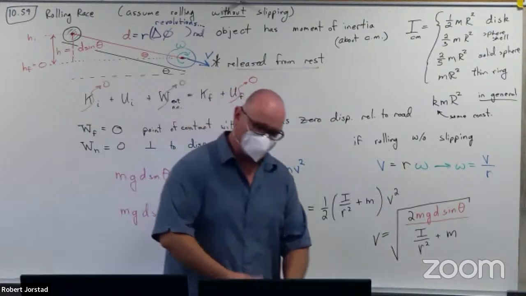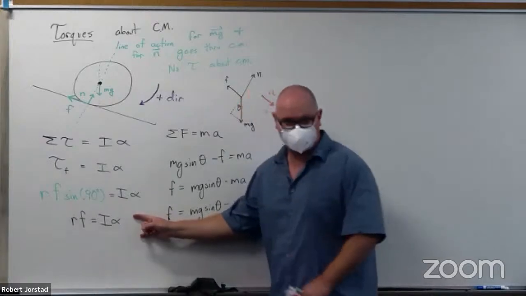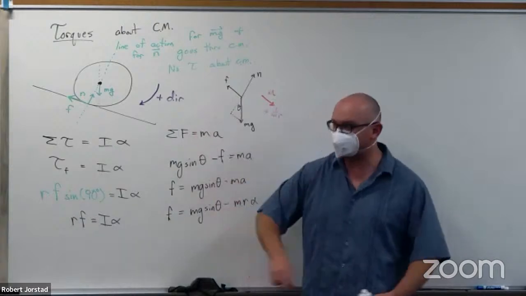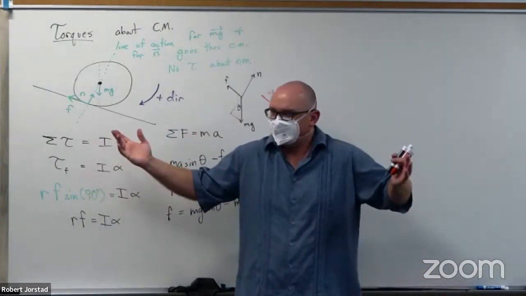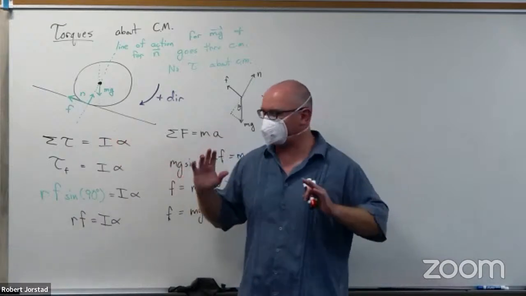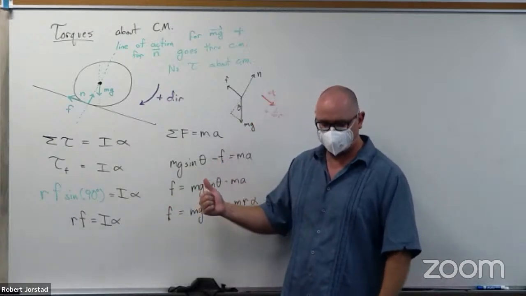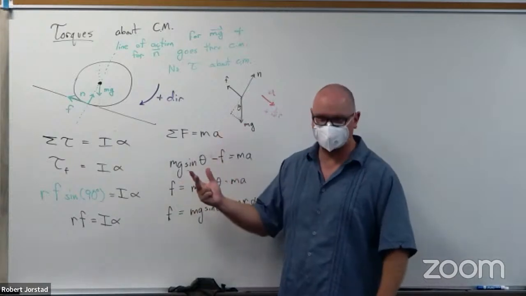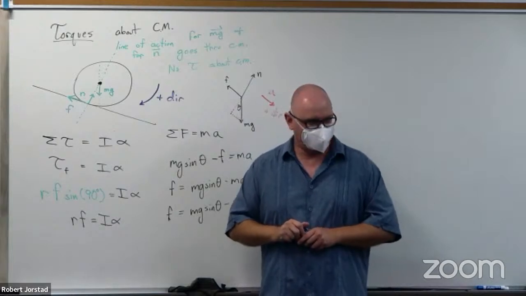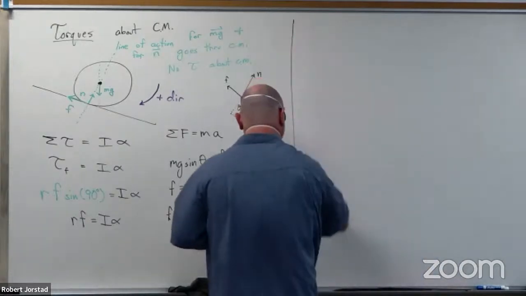Or, woo! You could actually solve for this alpha, multiply by R to get A, and then do kinematics to get V. Am I losing you? I'm trying to show you that this problem has a lot of ways you can solve it, and they're all consistent. You can use kinematics, torques, and energy for rolling without slipping down a ramp. Cool? All right. Now, finally, I promised I'm going to deliver.